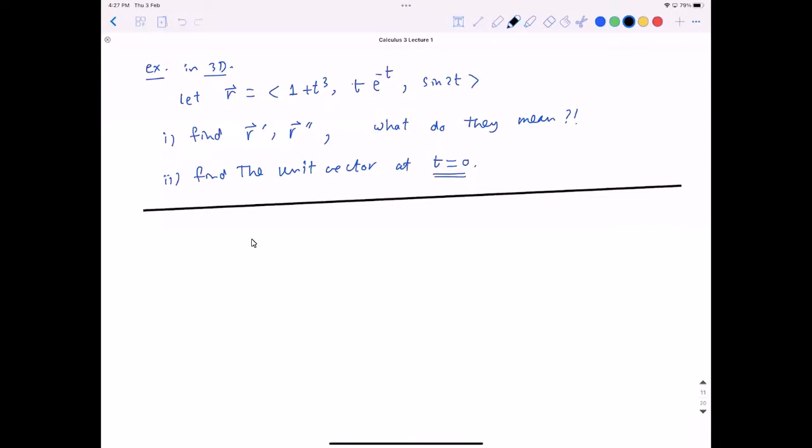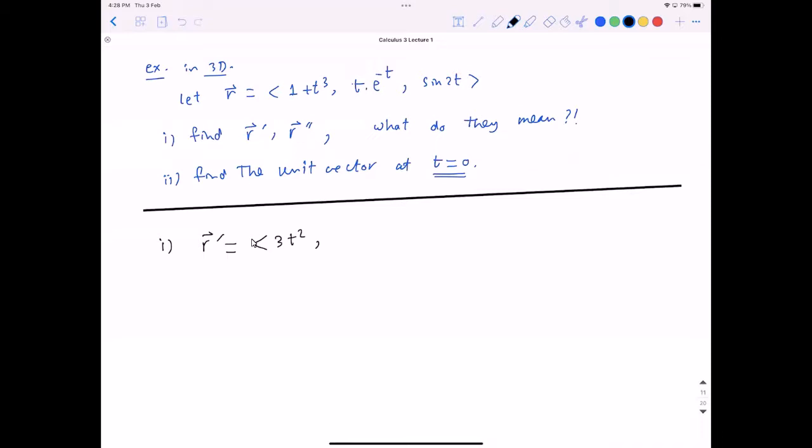So let's find r prime. We go inside the vector and differentiate x, differentiate y, differentiate z with respect to the independent variable, which is time. Easy differentiation. The derivative of 1 is 0, plus the derivative of t cubed is 3t squared. Power rule, the usual power rule: multiply by the power, decrease the power by 1. This is the power rule for polynomials.